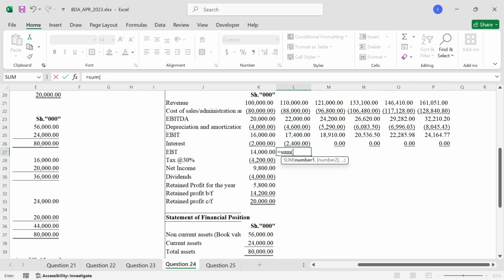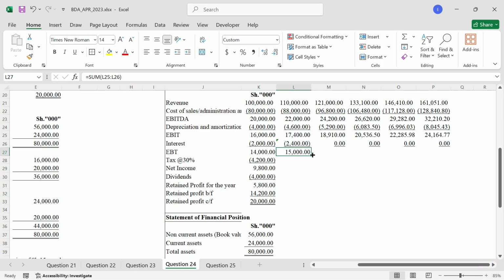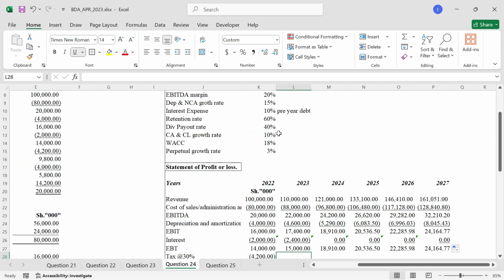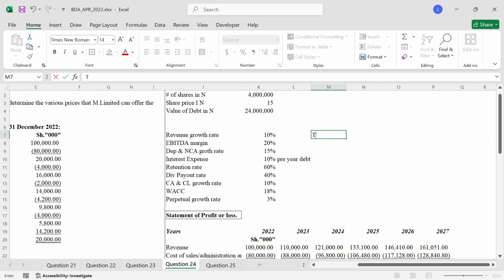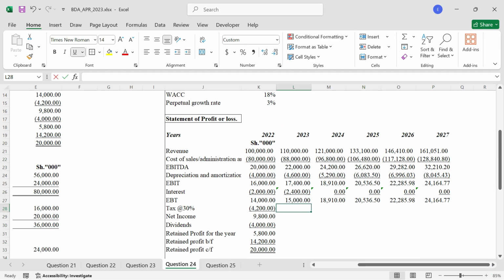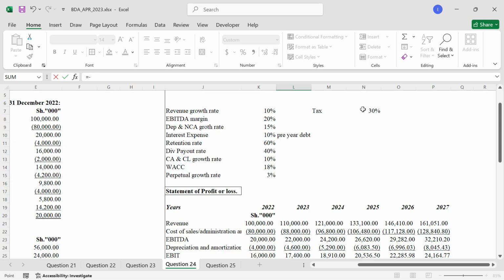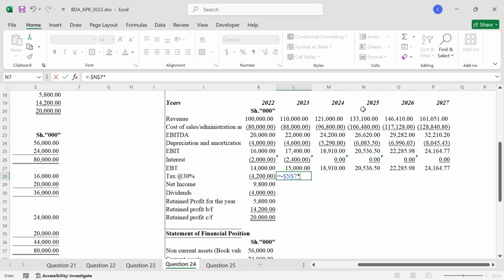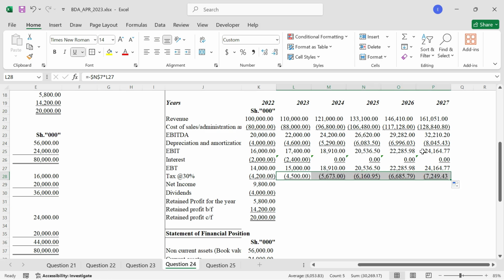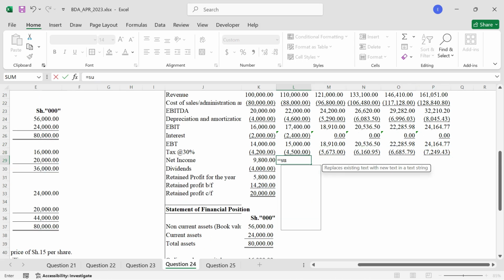My earnings before tax will be the sum of the two from the previous total. Then my tax is given at 30%, so we will capture that. Tax 30%, so this will be equal to minus 30%, which I lock, multiplied by my earnings before tax. Net income will be the sum from the previous total.